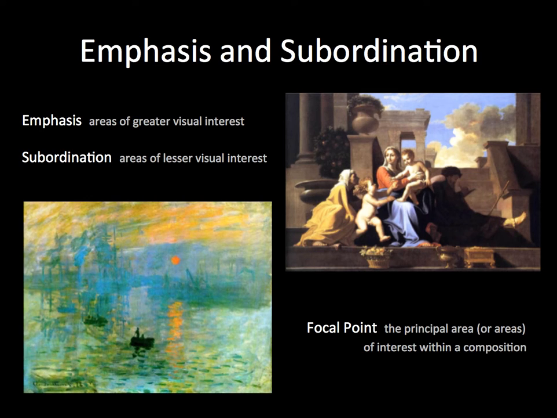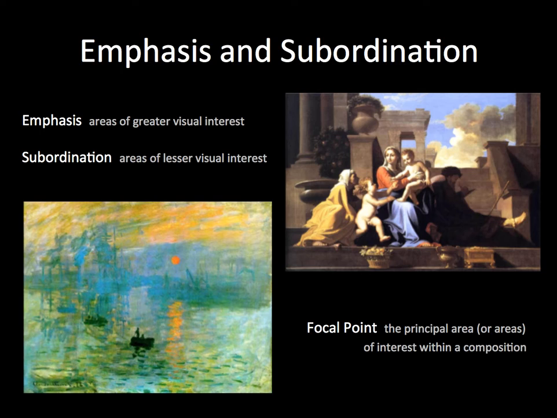Our next principle of design is called emphasis and subordination. Okay. With art, you're going to have some areas that have a greater visual interest and some areas that have less visual interest. Okay. The areas of greater visual interest are emphasis, and subordination are the areas that have less visual interest. So these are complementary. You can't really have one without the other. If everything was emphasized, then essentially nothing would be emphasized, because you can't emphasize everything.